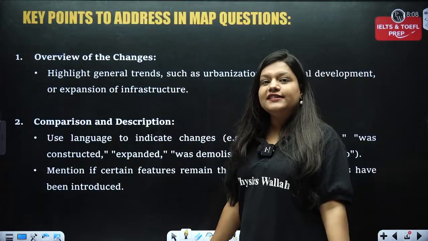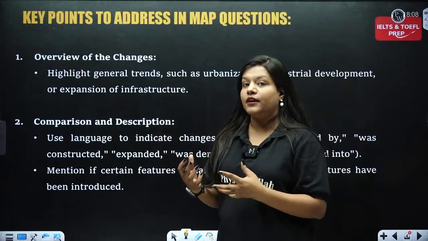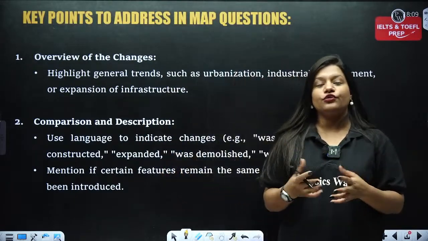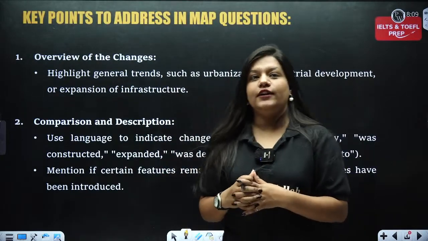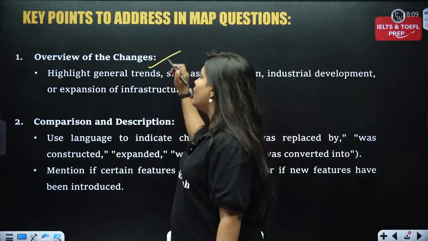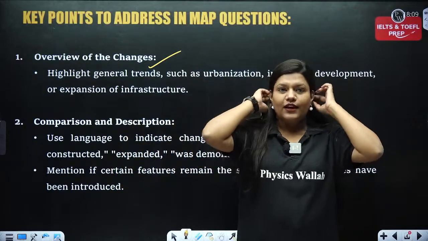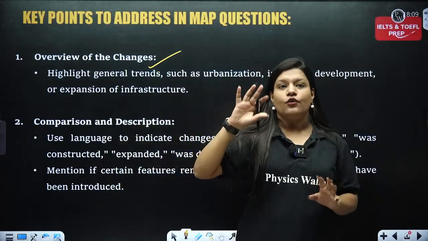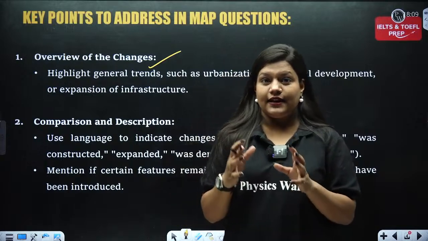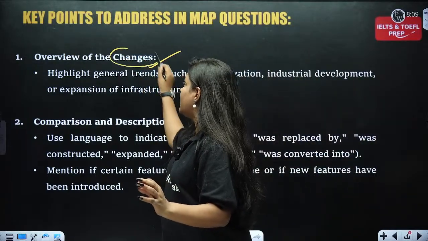Now, let's understand the key pointers on how we are going to address this kind of question in order to solve it. Okay? Got it? Very good. Amazing. So, now let's talk about the overview of the changes. First of all, you need to be very sure, because I'll be showing one example to you guys as well. Now, first of all, what you need to understand is you need to be very particular about the changes that are there on the map.